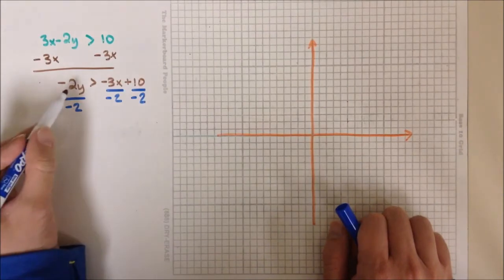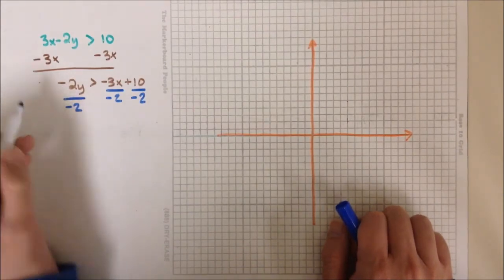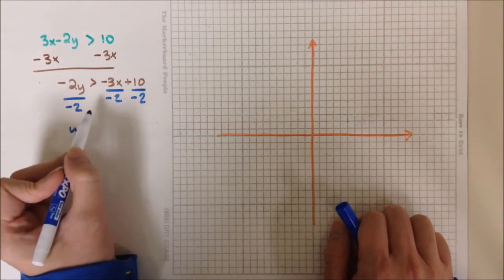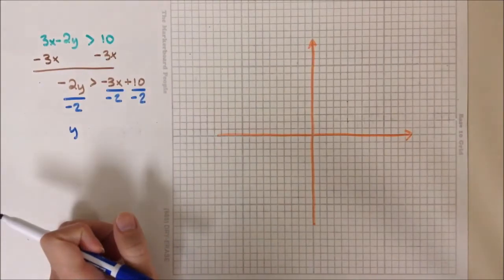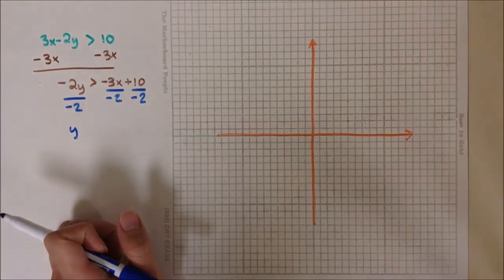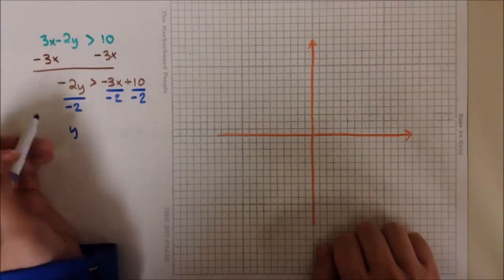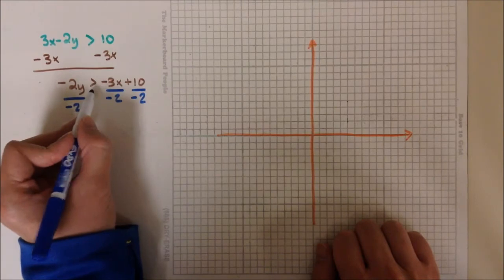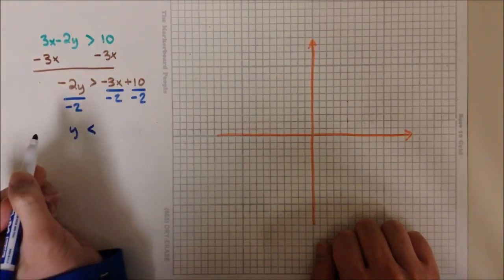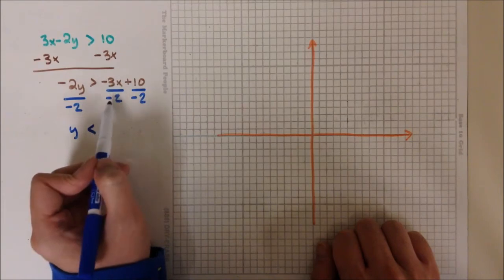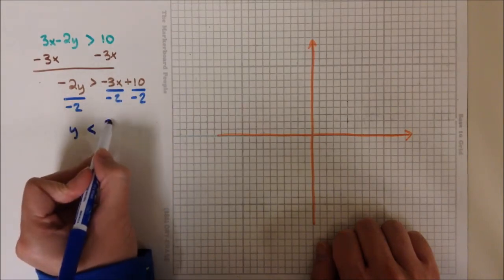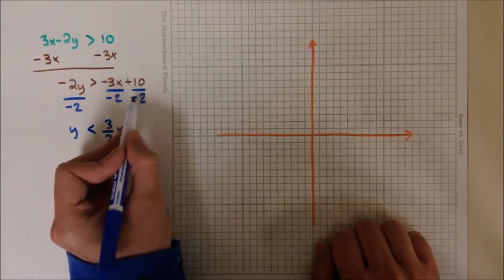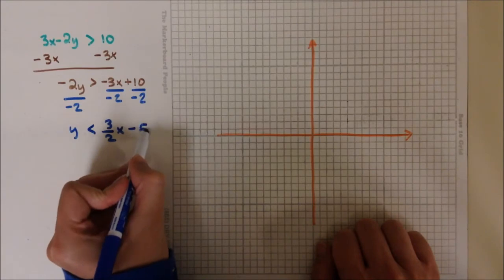Now, first, negative 2y divided by negative 2 would simply be y. And since I'm dividing both sides by a negative number, make sure to remember that when you divide or multiply both sides by a negative number, you have to flip the inequality sign to its opposite direction. So right now it's greater than, I'm going to flip it to less than. Negative 3x over negative 2 would be a positive 3 over 2x, and positive 10 divided by negative 2 would be minus 5.